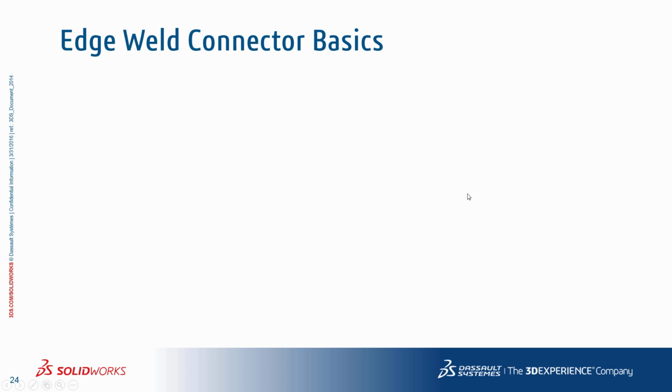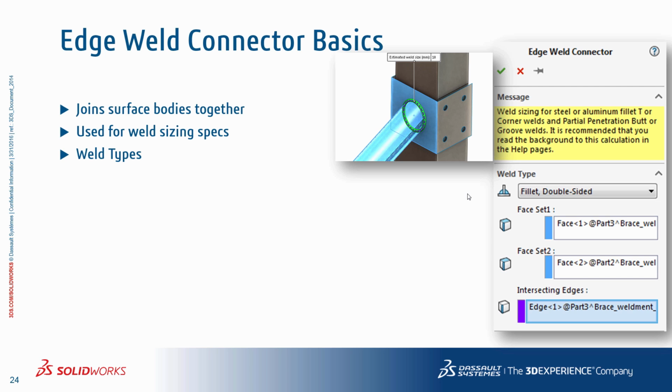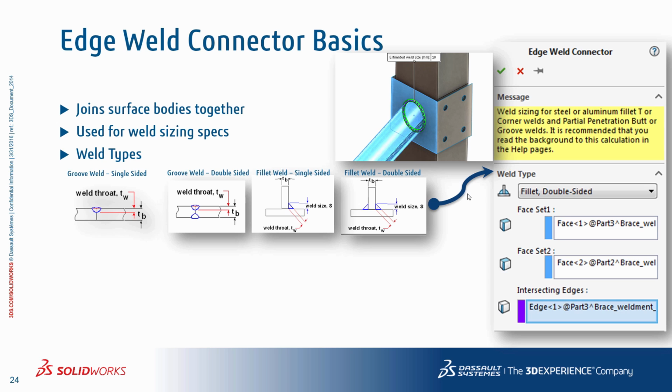The last connector we're going to talk about is the edge weld connector. Now this connector joins surface bodies together. It can be used to size and verify the goodness of the weld. Behind the scenes, the program extracts the loads and the stress information to calculate the appropriate weld size requirement. The weld types are really the first input in the edge weld connector definition. Here are the supported weld types.